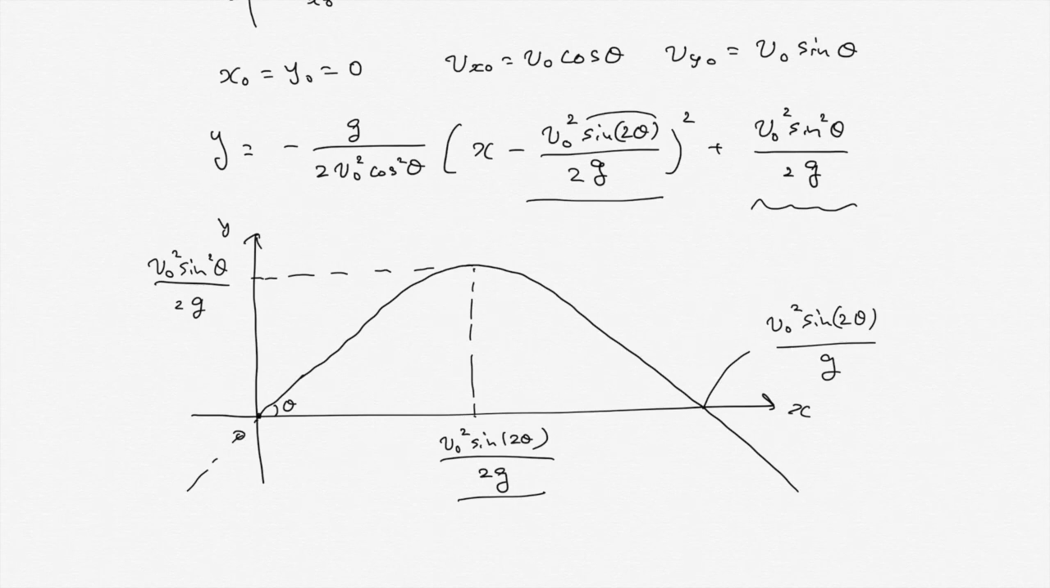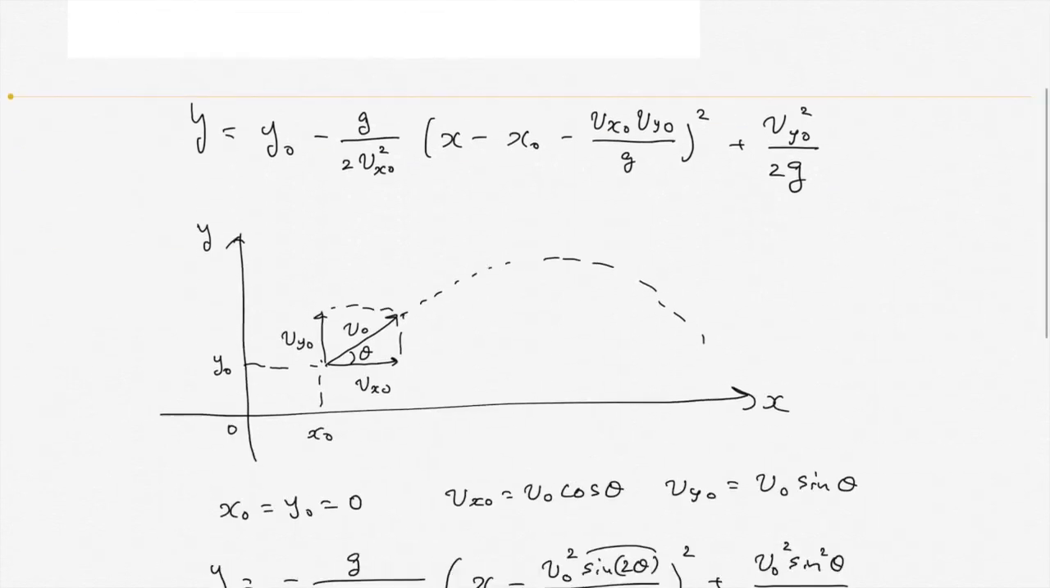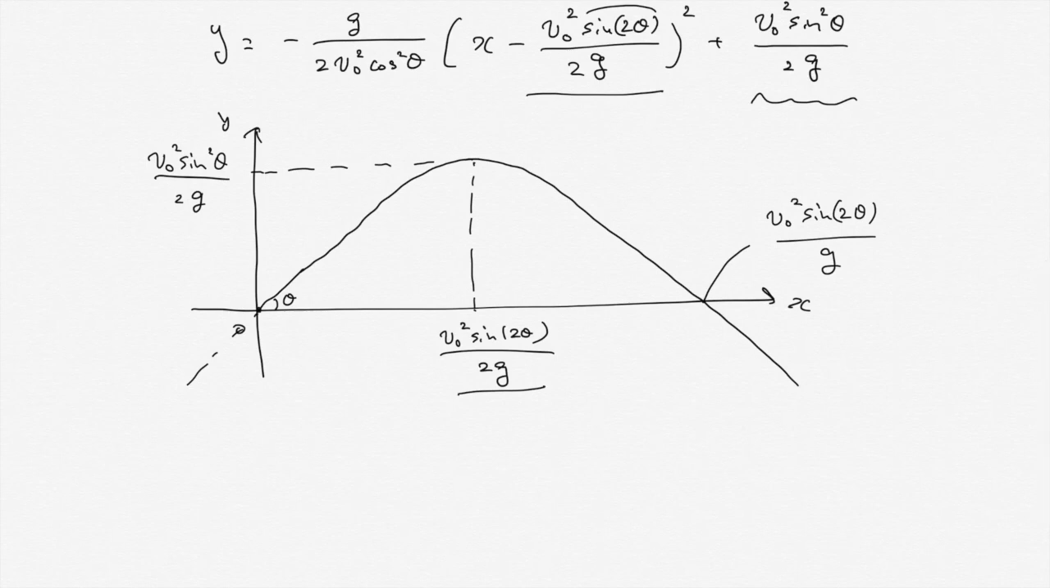Then once you draw the trajectory of the projectile, you can consider the question: the maximum height is equal to the horizontal distance the rock travels. So the height is here. This is the maximum height. And the horizontal distance the rock travels is here, because this is the ground level. The rock hits the ground and maybe rebounds. So the question says these two quantities are equal.